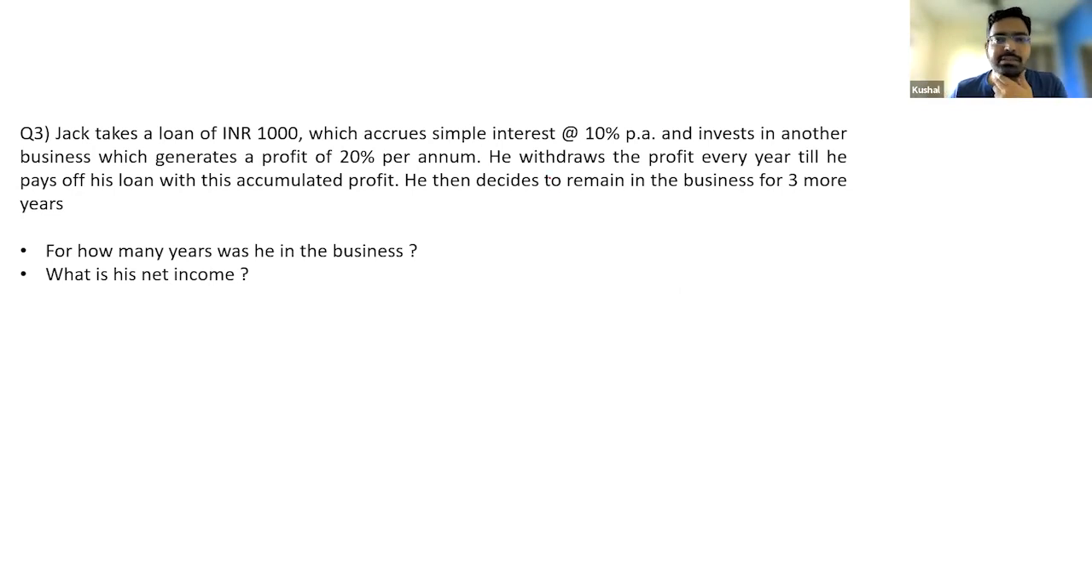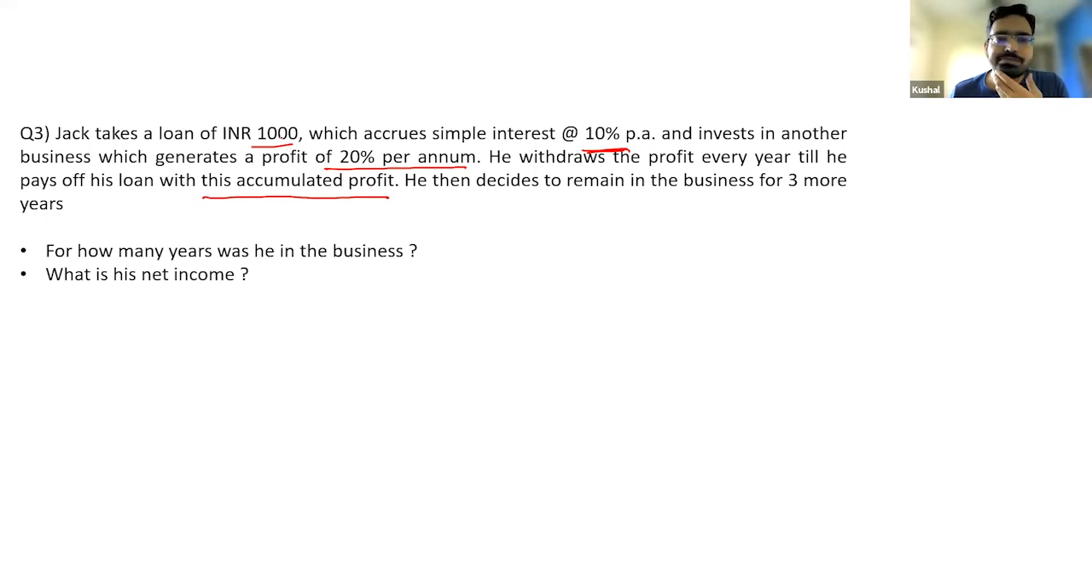Right. So let's have a look at this. It says Jack takes a loan of 1,000 rupees, which accrues interest at a rate of 10% per annum, and invests in another business which generates a profit of 20% per annum. He withdraws the profit every year till he pays off his loan with this accumulated profit.